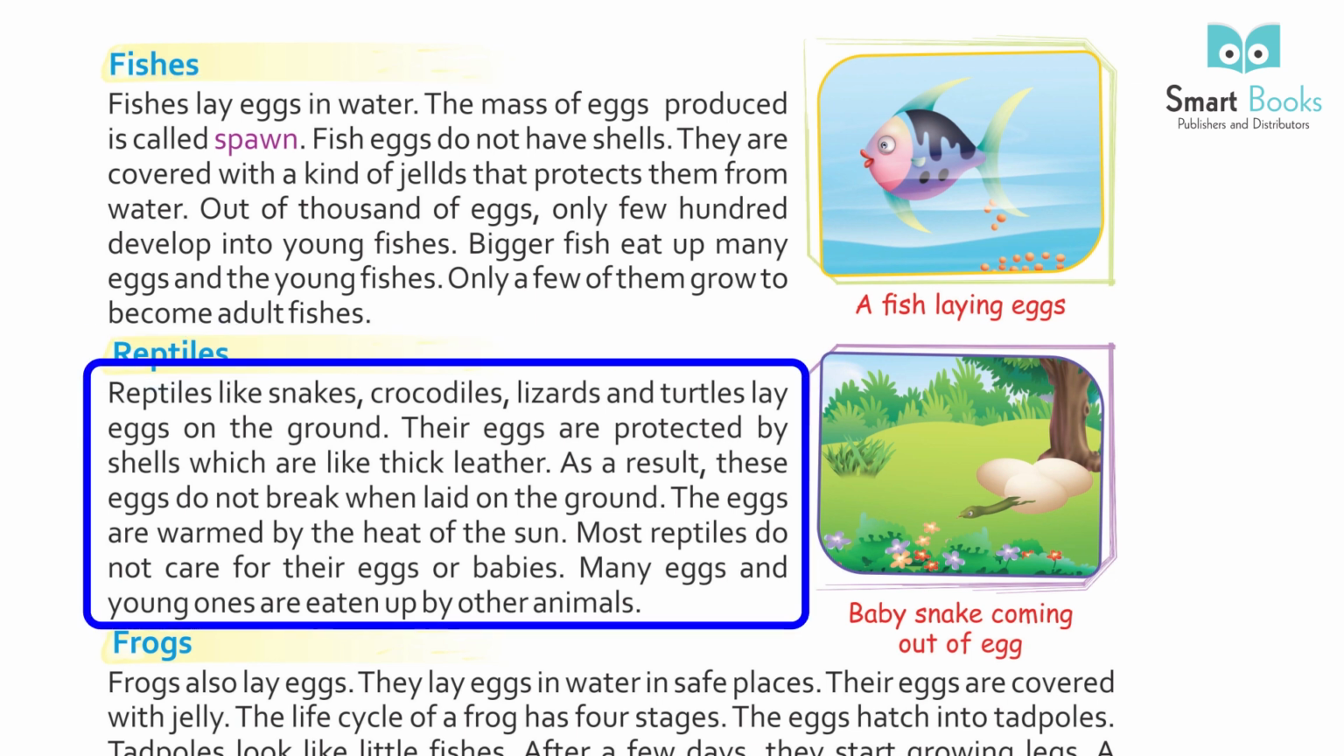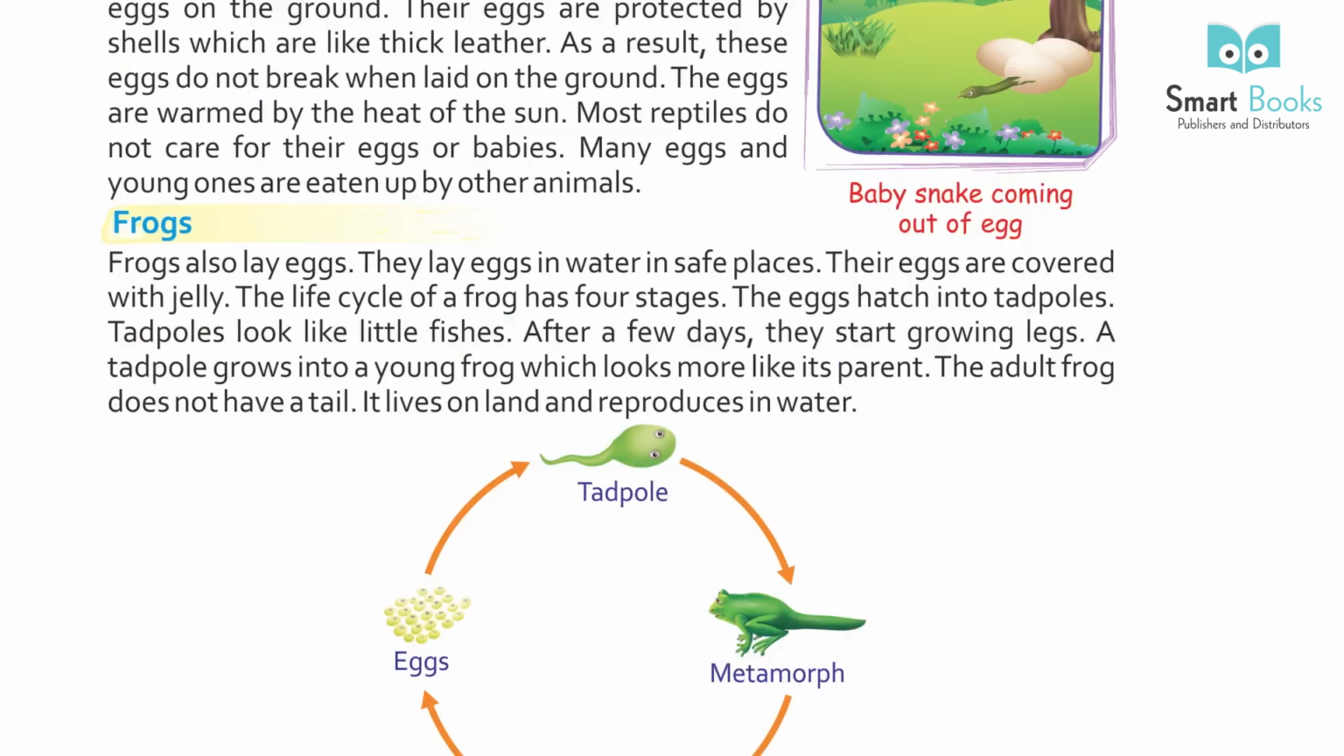Reptiles like snakes, crocodiles, lizards, and turtles lay eggs on the ground. Their eggs are protected by shells which are like thick leather. As a result, these eggs do not break when laid on the ground. The eggs are warmed by the heat of the sun. Most reptiles do not care for their eggs or babies. Many eggs and young ones are eaten up by other animals.